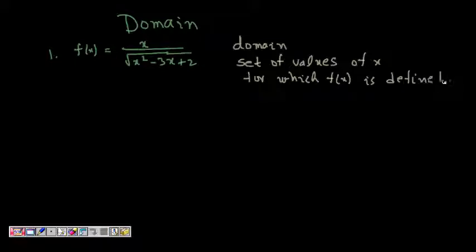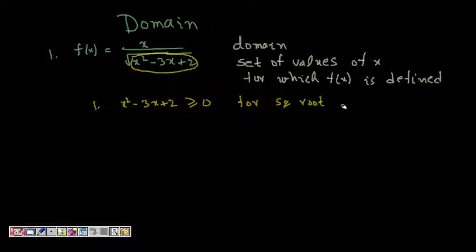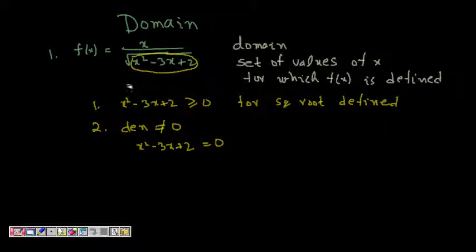Now we know that a square root is defined only when the part inside the root is greater than or equal to 0. So our first condition is x square minus 3x plus 2 should be greater than or equal to 0 for the square root to be defined. The second condition is that the denominator should never be equal to 0. This means the denominator is 0 if and only if x square minus 3x plus 2 is equal to 0. So we have to get the intersection of both of them for getting the domain.